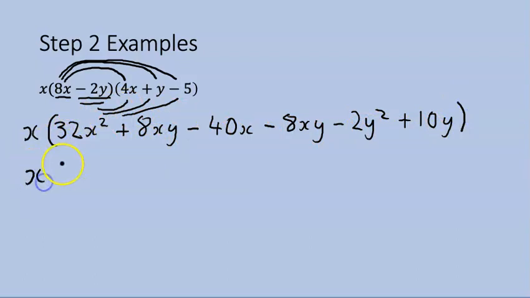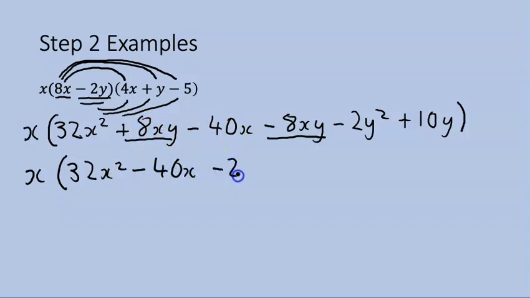So because it's quite similar to the last example, I know there are no x squareds. So 32x squared. Now I have got 8xy and minus 8xy. 8 take away 8 is 0, so I don't need to write anything. But I do need to write the rest. Minus 40x minus 2y squared plus 10y. Okay, and then I do the same step as I did last time. Just multiply everything by x.